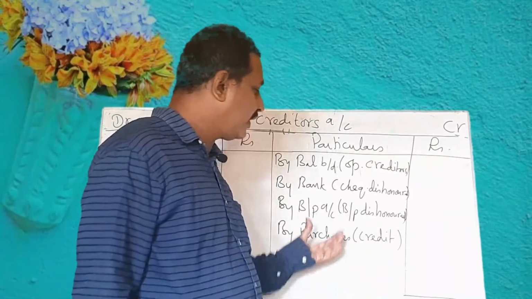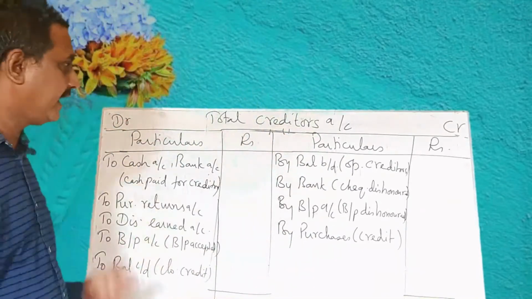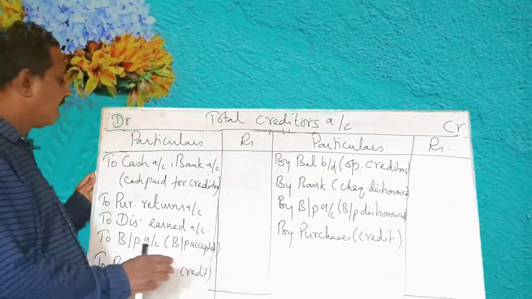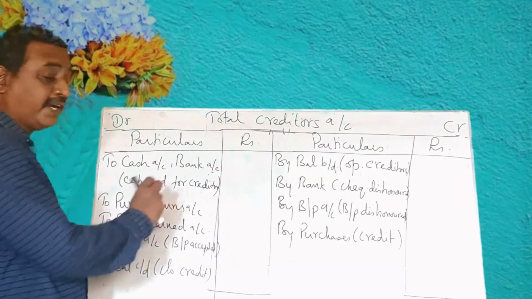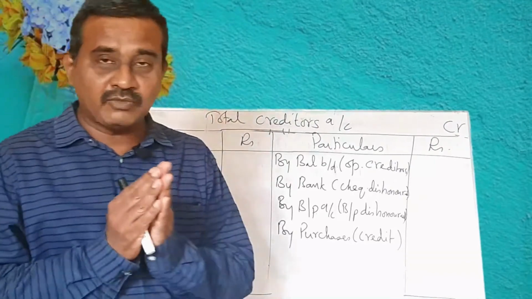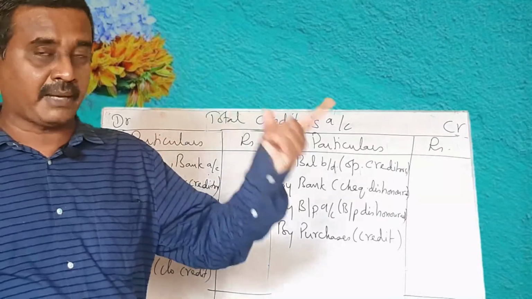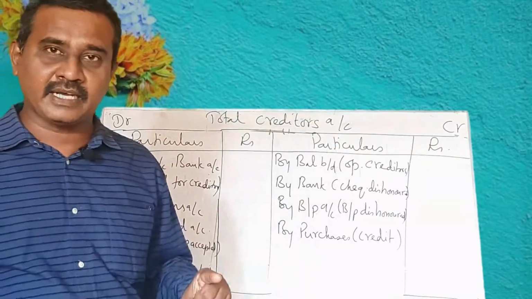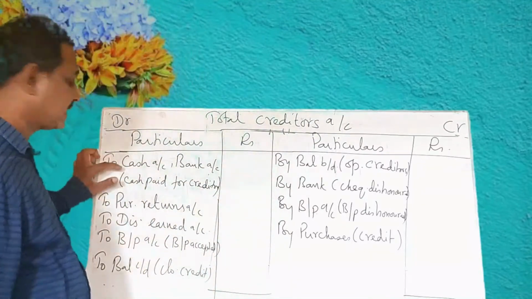In order to find out credit purchases, we prepare the total creditors account, and this is the format. Come to the debit side: To cash paid for creditors. When cash is paid, you have to be very careful whether the cash is paid for bills payable or creditors. This must be noted. You must be very careful regarding this cash paid.